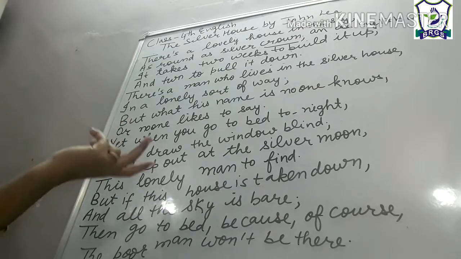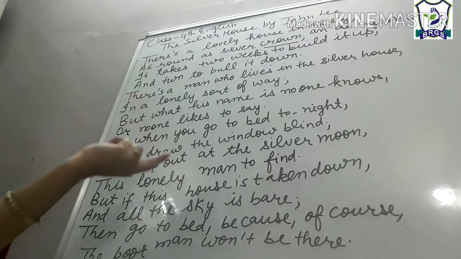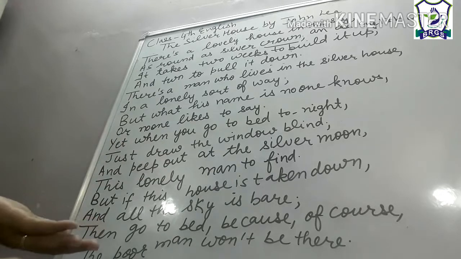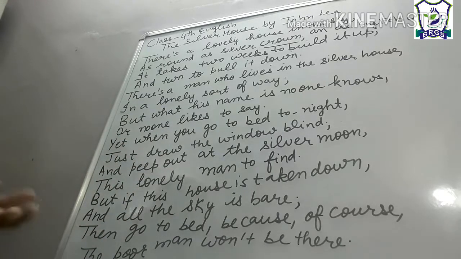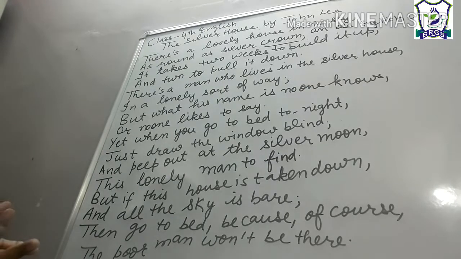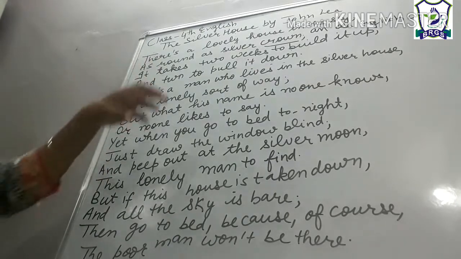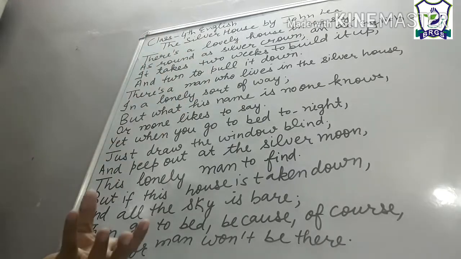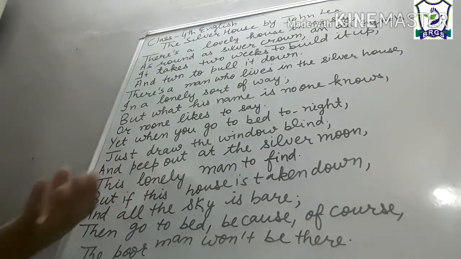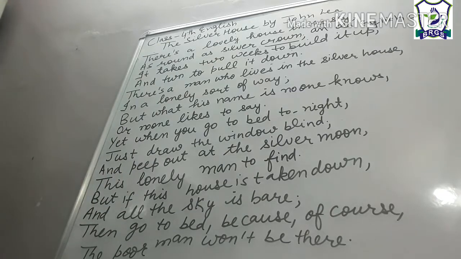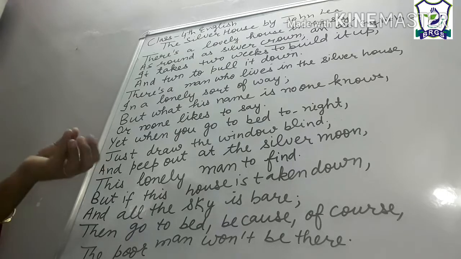But what his name is, no one knows or no one likes to say. What is the name of that man? No one knows. Now why does no one know? Because actually there is no man. Actually the dark patches on the moon make a pattern on the surface which resembles a man's figure or face. So when we create a picture of a man or any animal and we look at the moon, then we are able to see that picture in the moon.